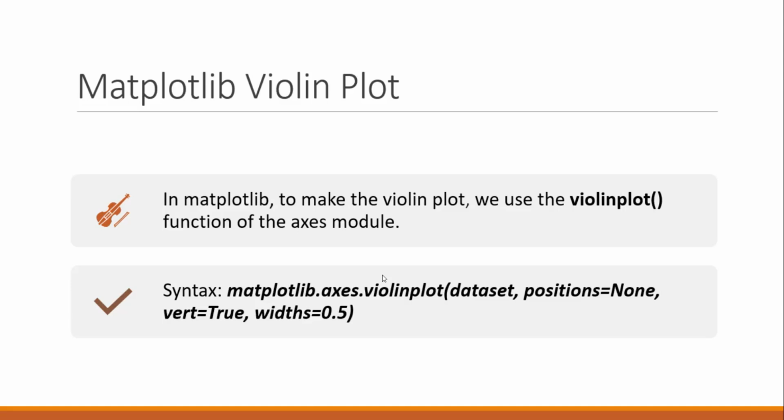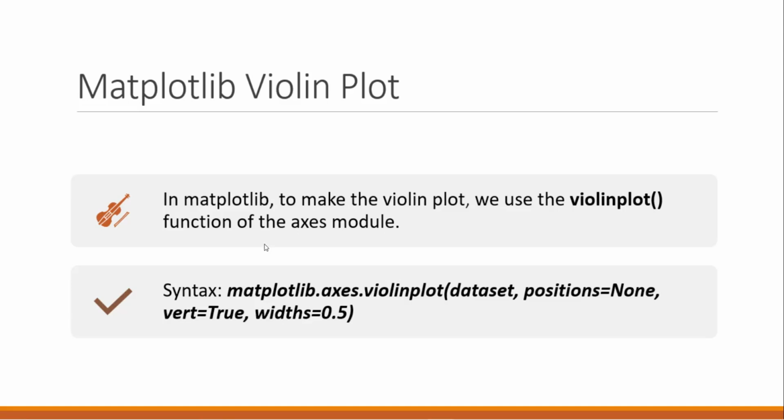The first parameter is the dataset. It takes value as an array or a sequence of vectors and it is nothing but the input data. The next parameter is positions. It takes value as an array and it is the positions of the violins. The next is vert and it takes value as a boolean. If true, it creates a vertical violin plot, and if false, it creates a horizontal violin plot. And the last one is widths. It takes value as an array-like or a float and it sets the width of the violin.